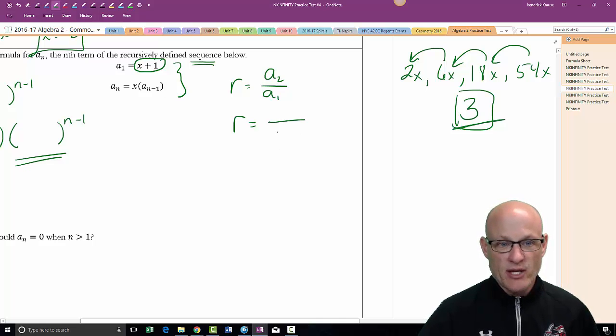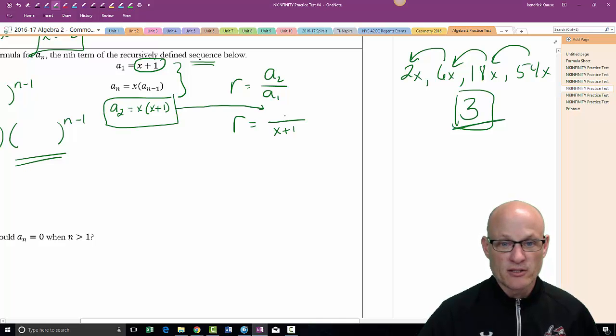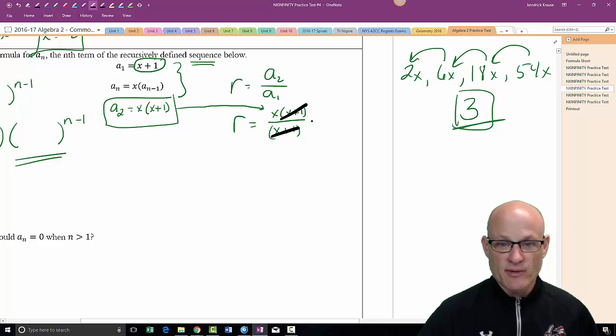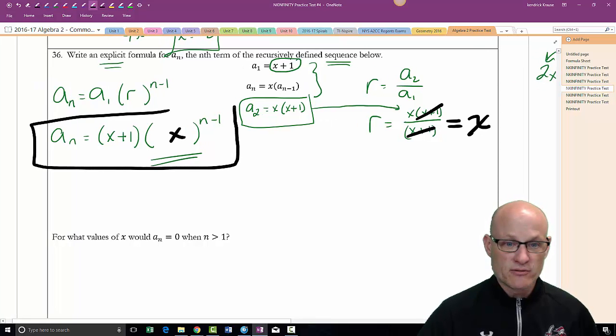I know what a sub 1 is. a sub 1 is x plus 1. So really what I got to find is a sub 2. So let me plug in n equals 2 here, and I get x times x plus 1. So that's a sub 2. I'm going to put that in my formula: x times x plus 1 over x plus 1. Wait a second, that cancels with that. So my common ratio is just x. Now I can come back to my formula and plug in x, and there is the answer to part A.